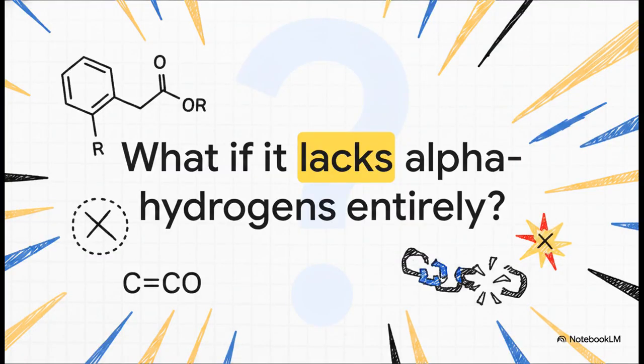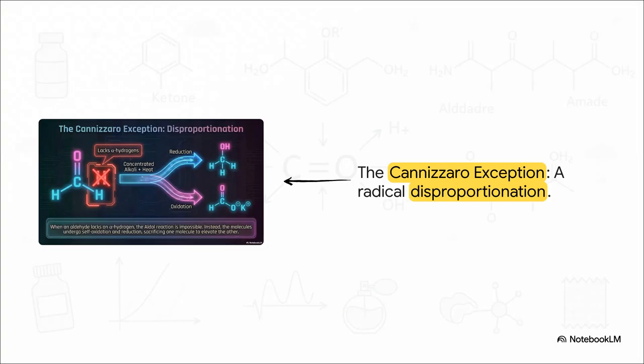But wait, that brings up a really fascinating mystery. This whole chain building process totally relies on that alpha hydrogen weak spot, right? So, how does the blueprint react when that crucial alpha hydrogen just doesn't exist? What happens when the carbonyl is completely isolated? Well, the answer is the Cannizzaro exception.